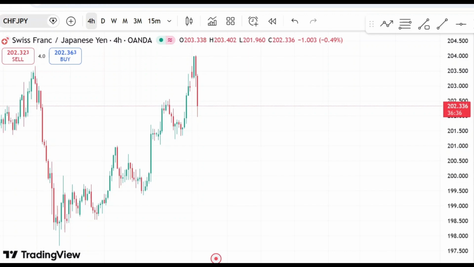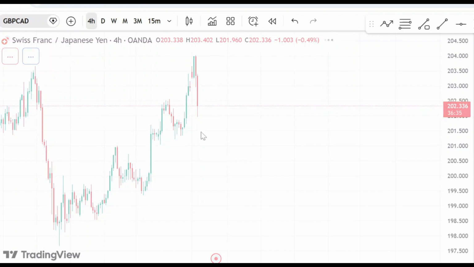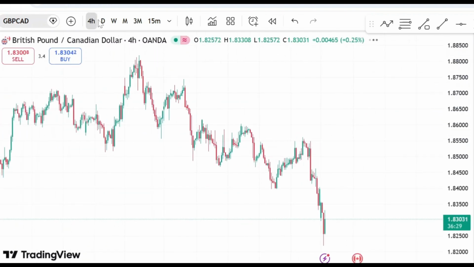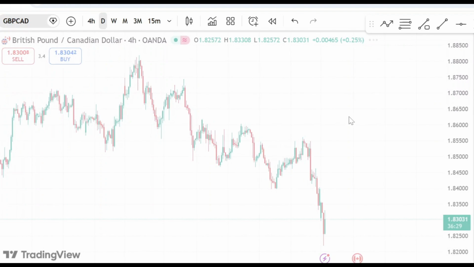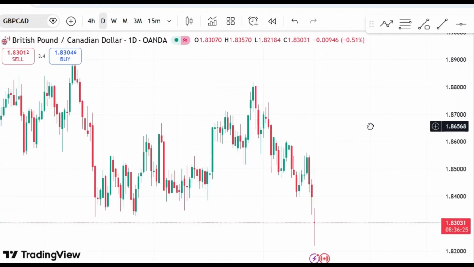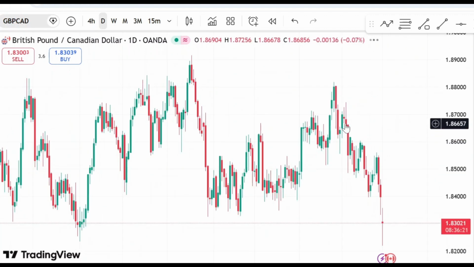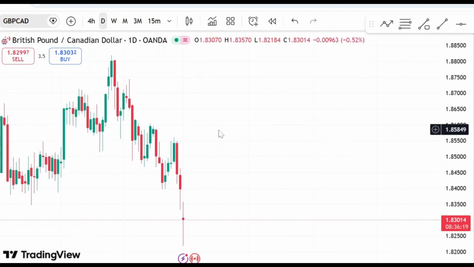Can I use GBP card? Let me check. Okay, cool. This is a daily structure of GBP card. GBP card is very messy. It's not a clear downtrend.